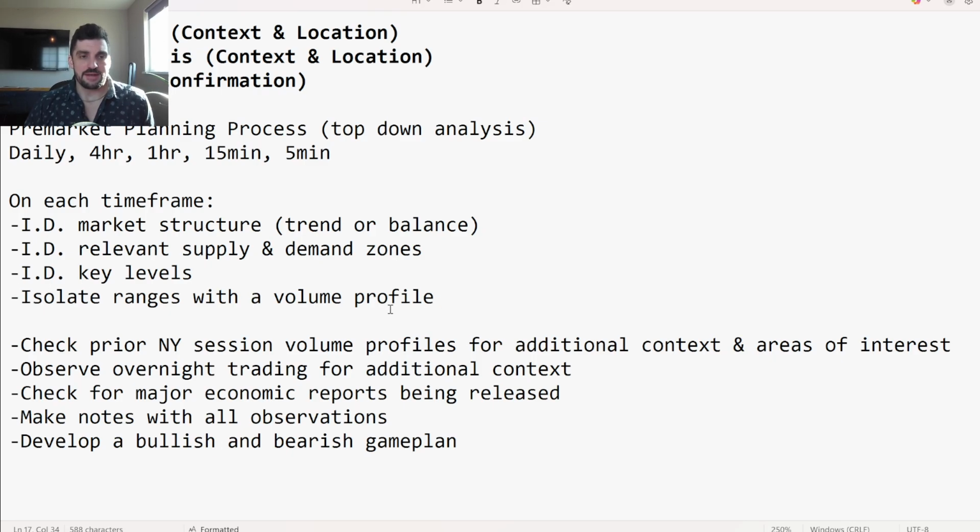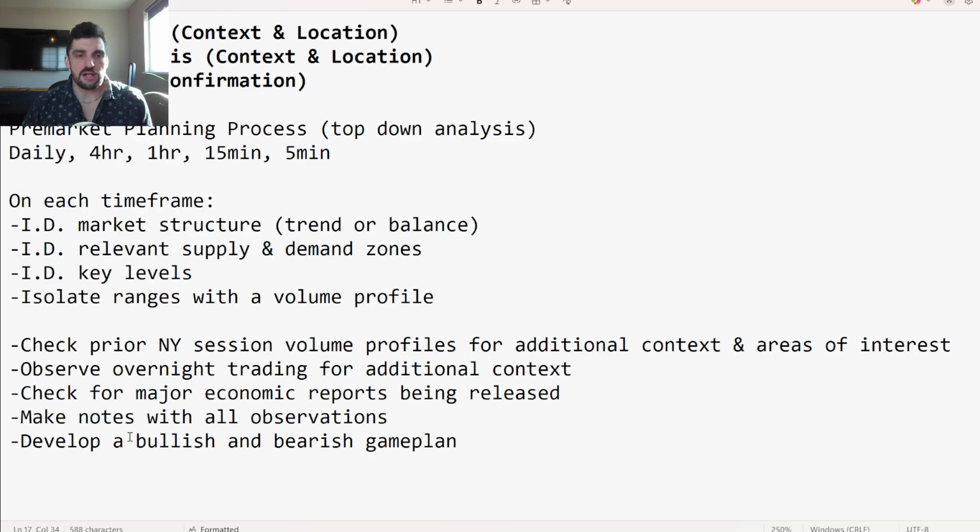Okay, and then after that, I'm going to check prior New York session volume profiles for additional context and areas of interest. I'm going to observe the overnight trading for additional context. I'm going to check for any major economic reports that are being released that day. And then with all of that analysis that I have done prior to market open, I'm going to make notes of everything that I see.